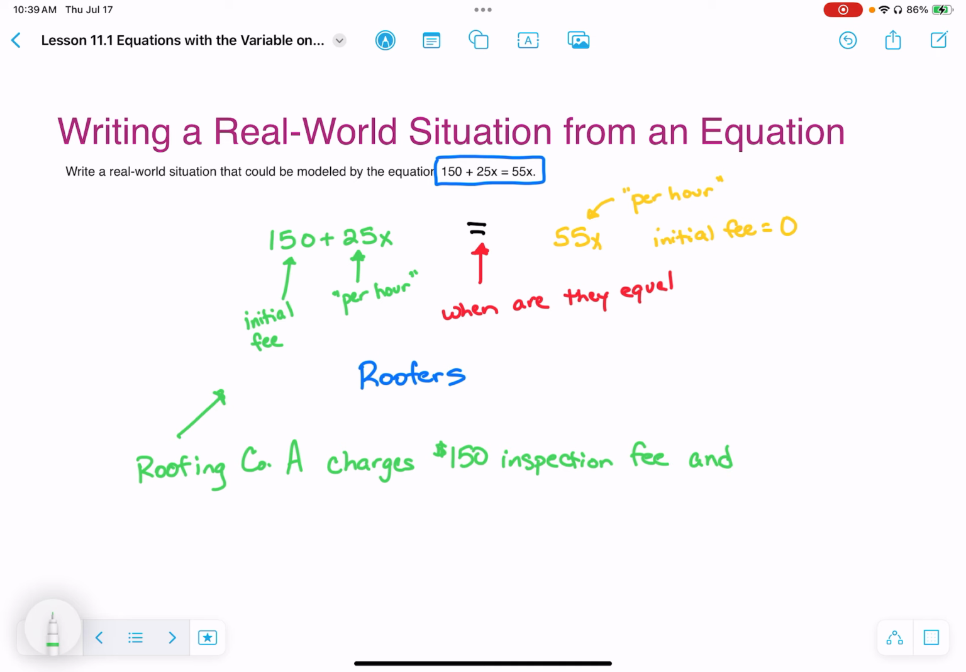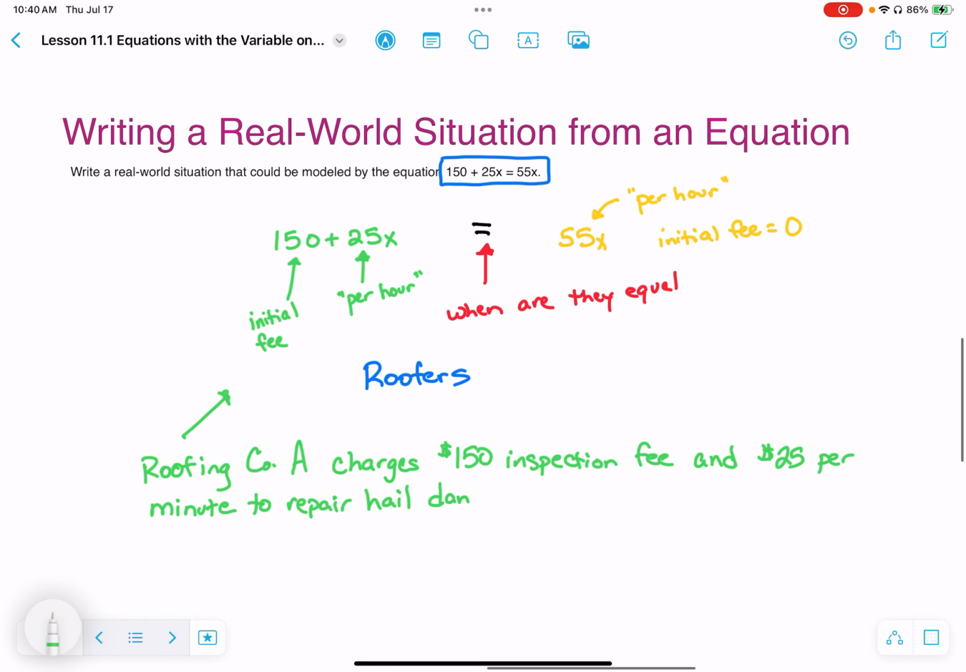and $25. $25 per hour is insanely cheap. So I'm going to say $25 per minute. That's closer to what they actually charge. $25 per minute to repair hail damage. I can't find a roofing company for $25 per hour. Good Lord. To repair hail damage.